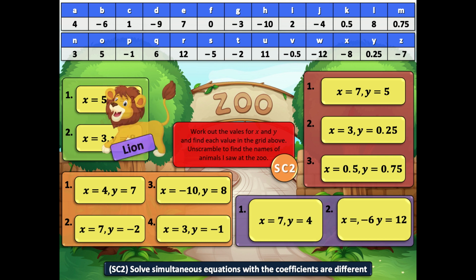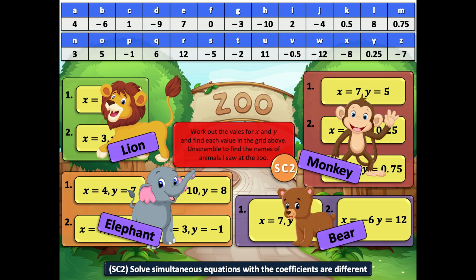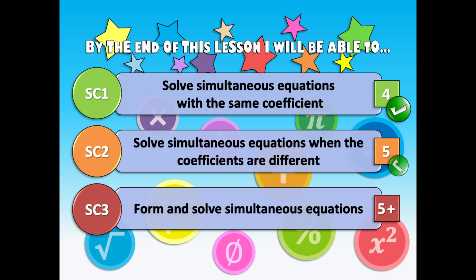So the greens made lion. The ambers made elephant. The reds made monkey. And the purples made bear. So now we've completed success criteria 2. We're going to move on to number 3, and this is to form and solve simultaneous equations.